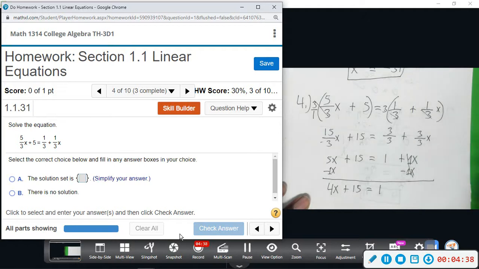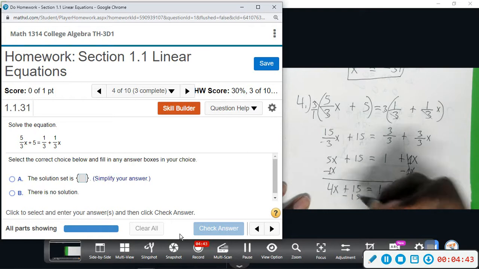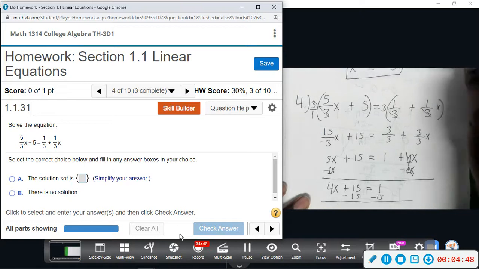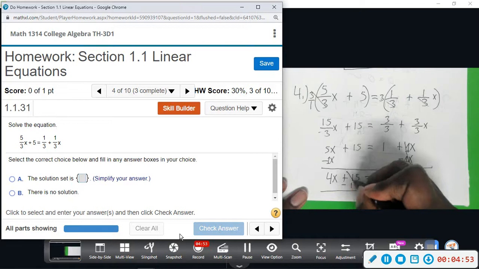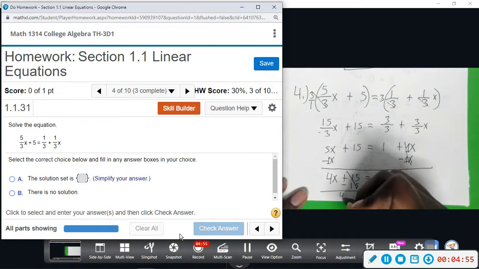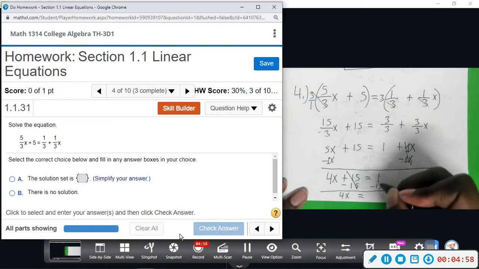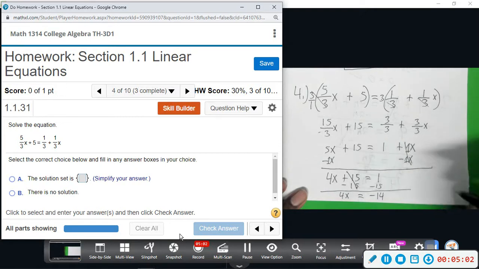Equals 1. Alright, and then we subtract 15 because that's positive. Running out of space on my little piece of paper. 15 goes to 0. That brings down a 4x equals a negative 14. Alright, I'm going to come over here. 4x equals negative 14. We now divide by 4.